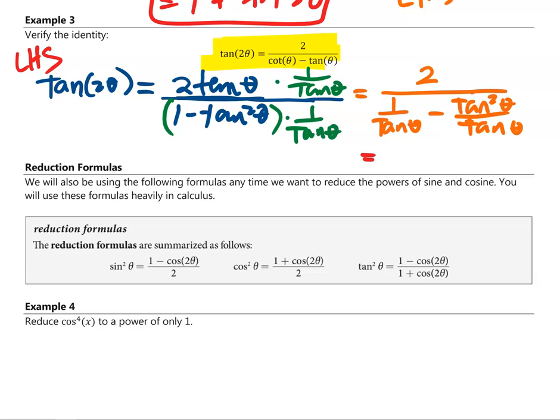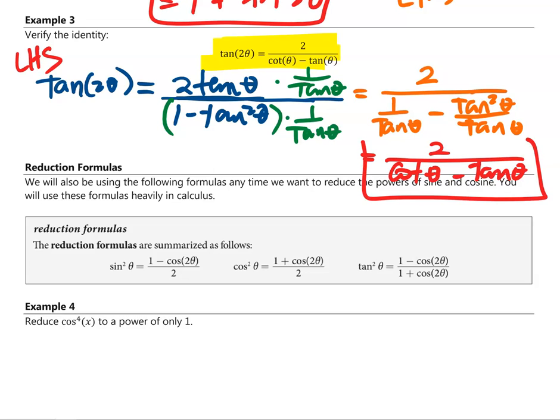And that's going to be equal to 2 over 1 over tangent, which using the reciprocal identity is actually equal to cotangent theta, minus tangent squared theta over tangent theta, which is tangent theta. And look at that. This is equal to the right hand side.